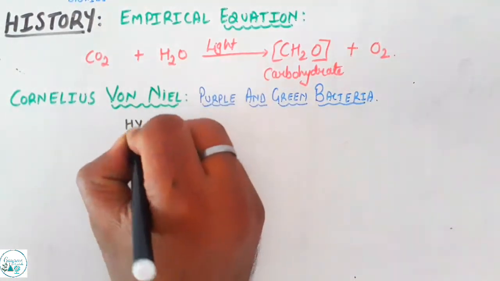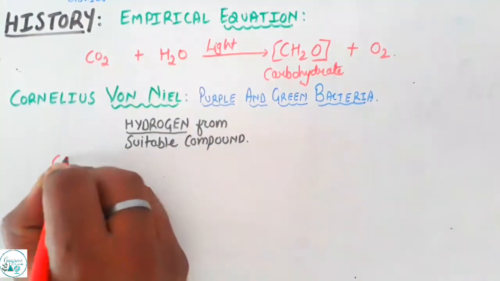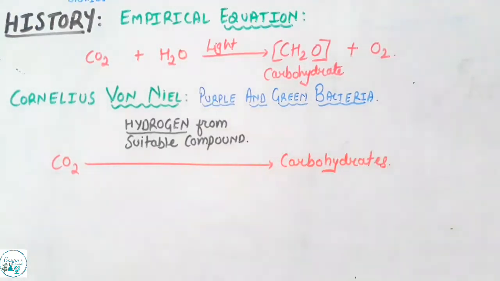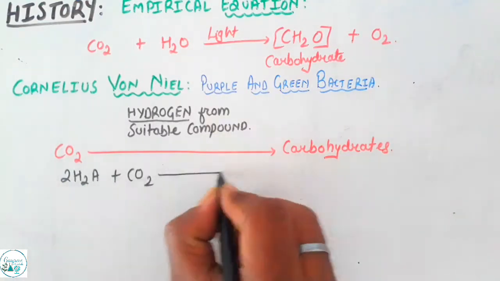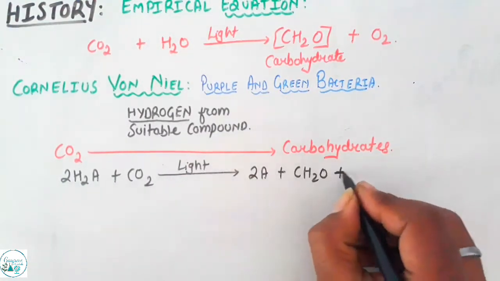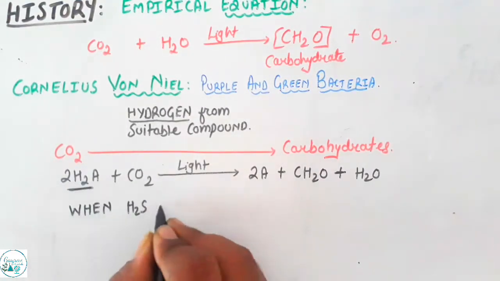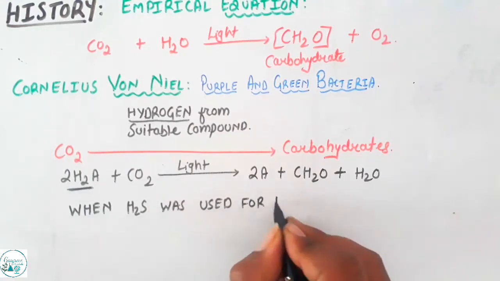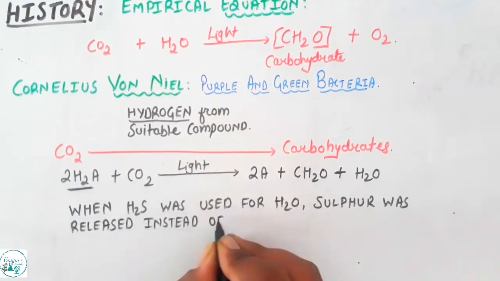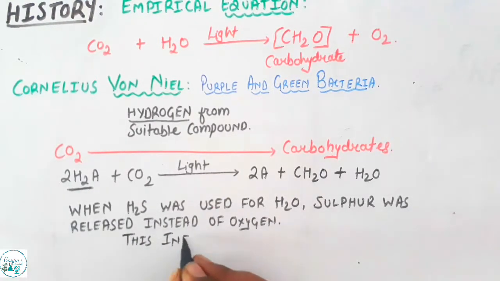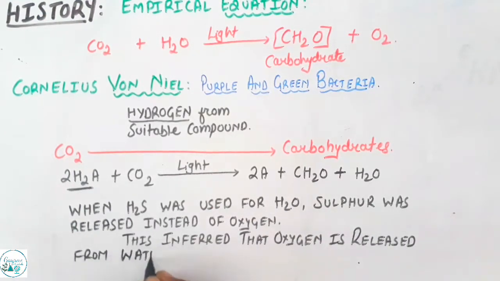He observed that hydrogen from a suitable oxidizable compound can reduce carbon dioxide into carbohydrate, and again presence of light is very essential. The reaction was summed up as 2H2A plus carbon dioxide in presence of light would give 2A plus carbohydrate plus water. It was found that when H2S, which is hydrogen sulfide, was used instead of water, sulfur was produced but not oxygen. This was a very significant observation. This inferred that oxygen is released from water and not from carbon dioxide.